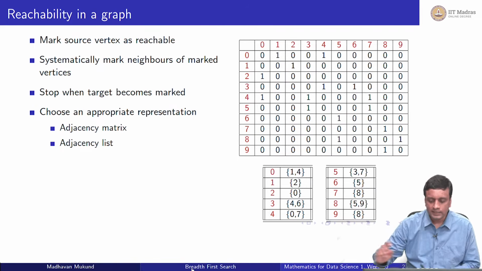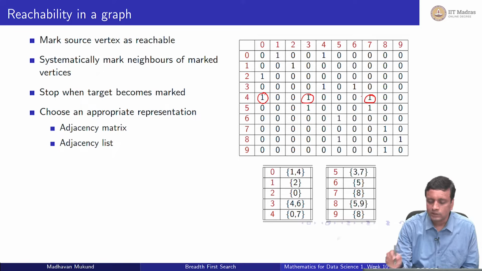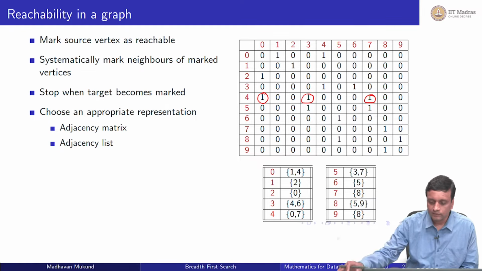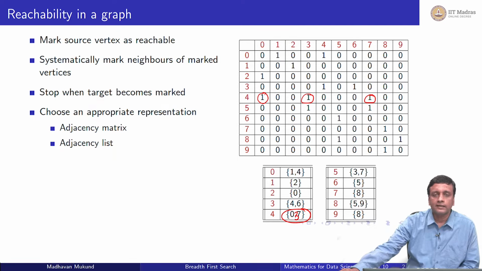So if you look at this adjacency matrix, in row 4, it has 1s at positions 0, 3 and 7, right? And here, there is one entry missing. So it should be 0, 3 and 7, right? So this is how we would represent the graph as either an adjacency matrix or an adjacency list.